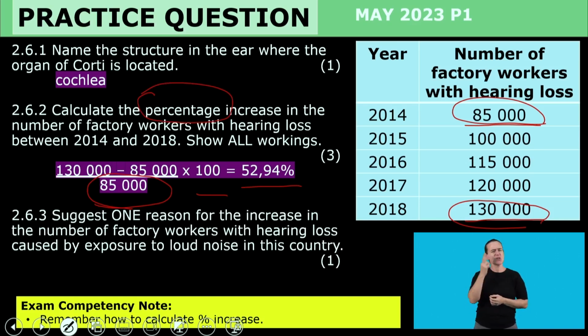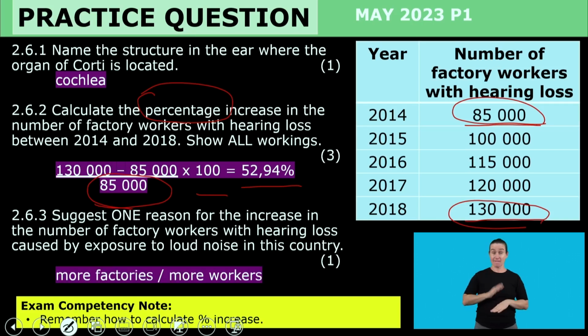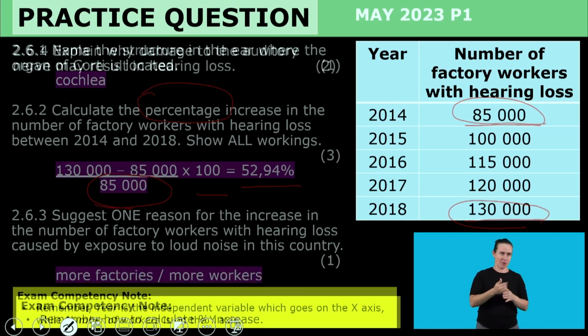263. Suggest one reason for the increase in the number of factory workers with hearing loss caused by exposure to loud noise in the country. 1 mark. It's more factories or more workers. If we've got more factories, definitely there will be increase in the numbers of hearing losses.